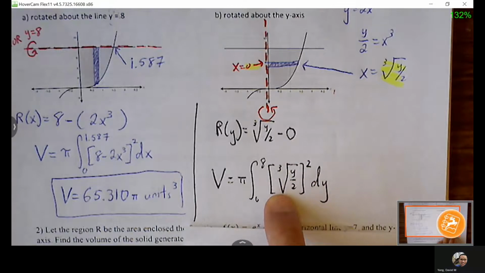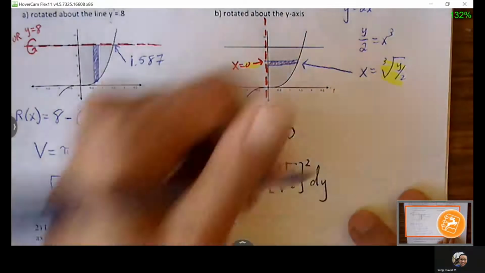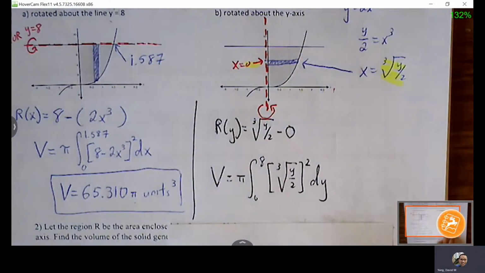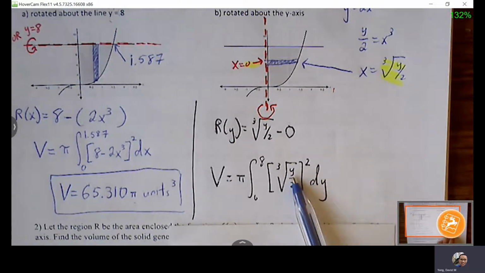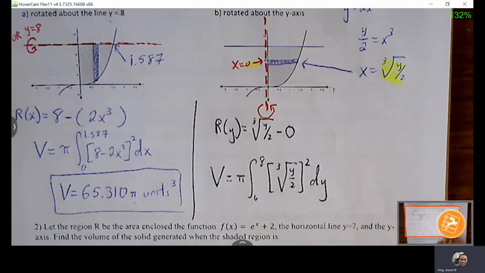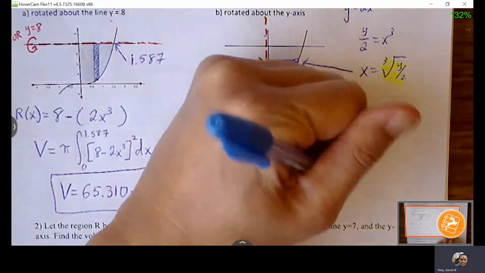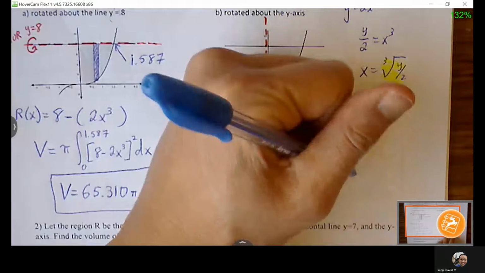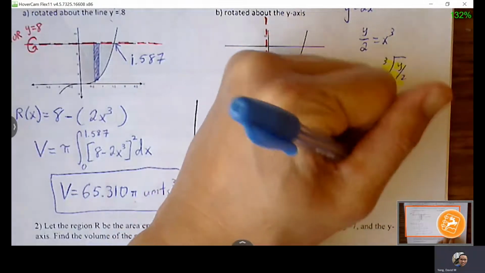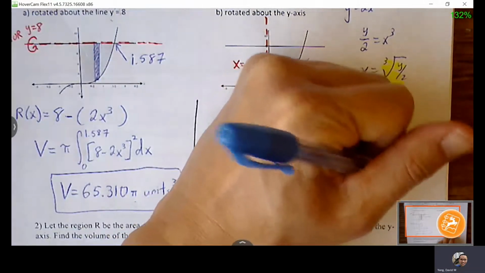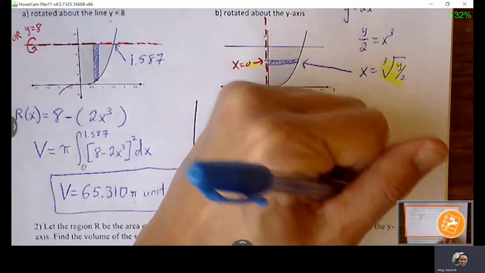So enter this in your calculator. You may see y on paper, but in the calculator, you're going to use x. And we get 12.095 pi units cubed.